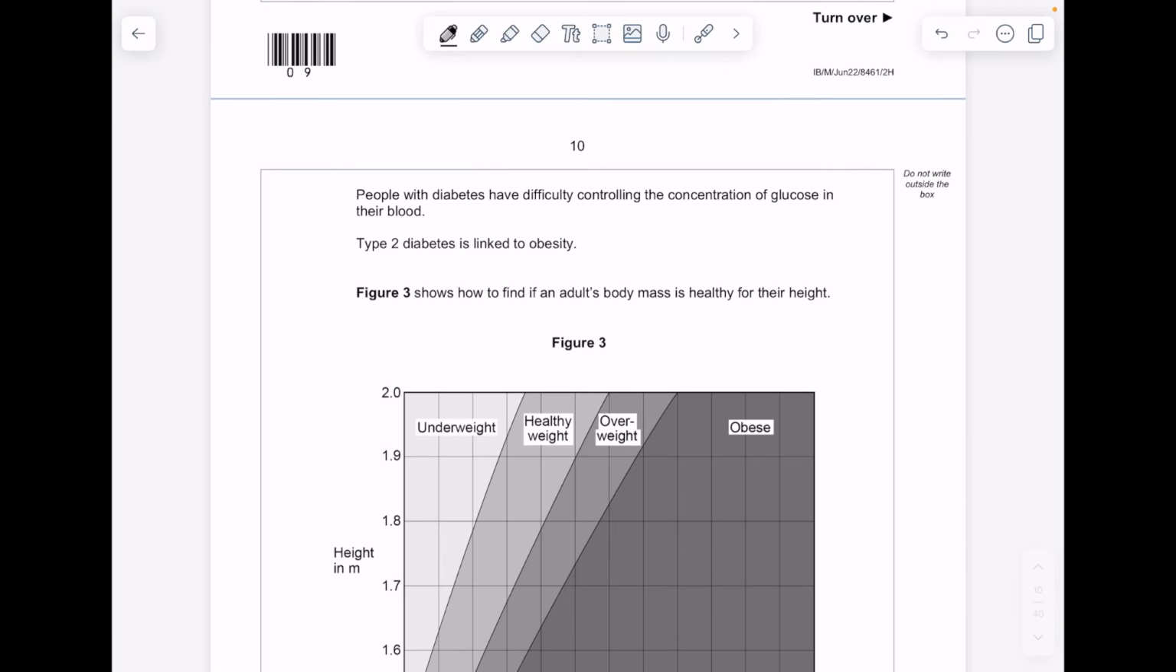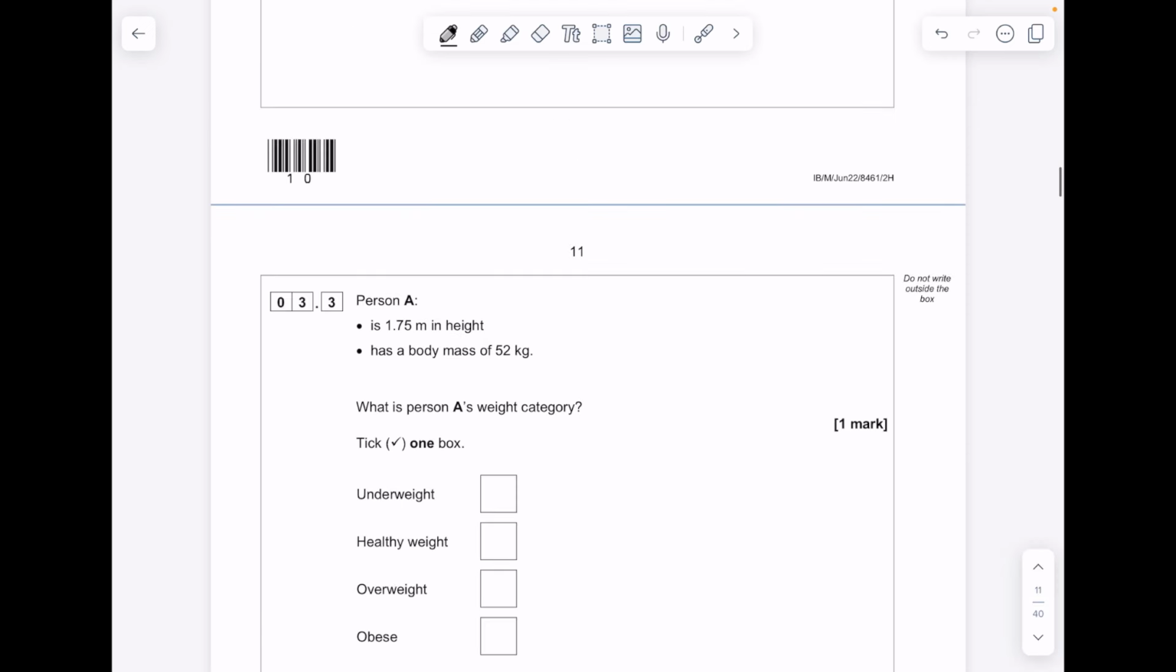People with diabetes have difficulty controlling the concentration of glucose in their blood. Type 2 diabetes is linked to obesity. Figure 3 shows how to find out if an adult's body mass is healthy for their height. Person A is 1.75 meters in height and has a body mass of 52 kg. What is person A's weight category?